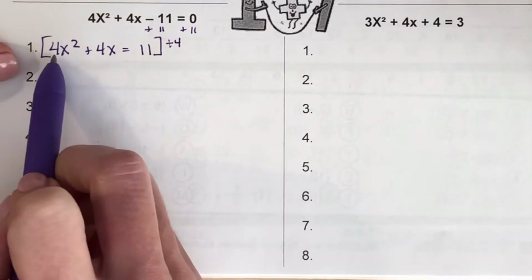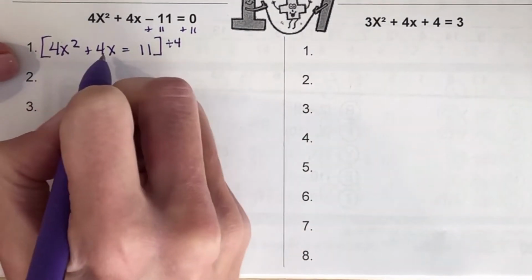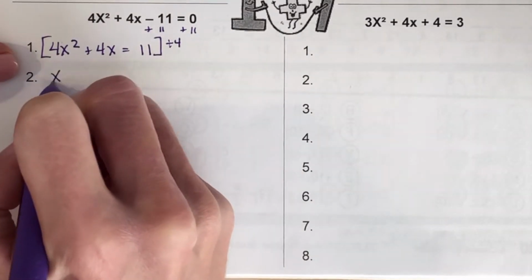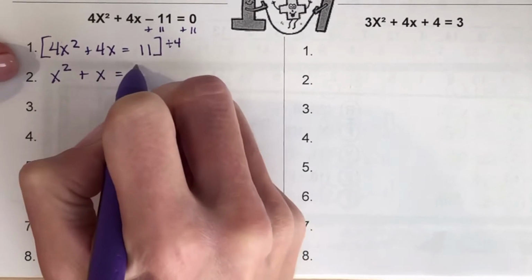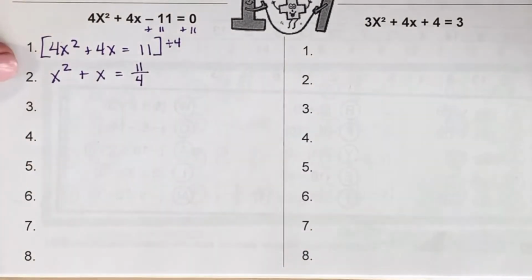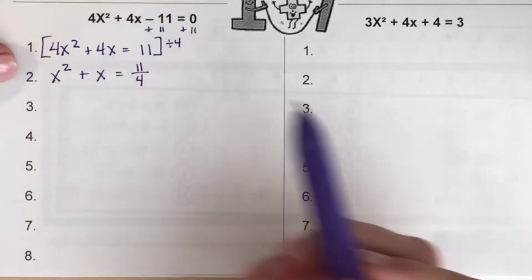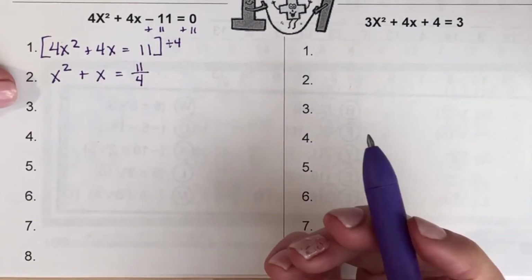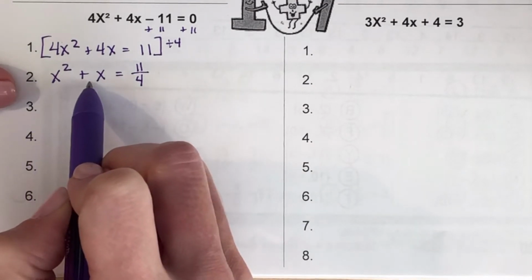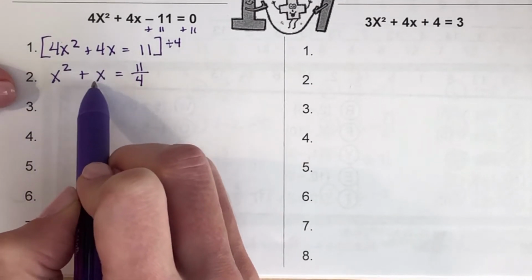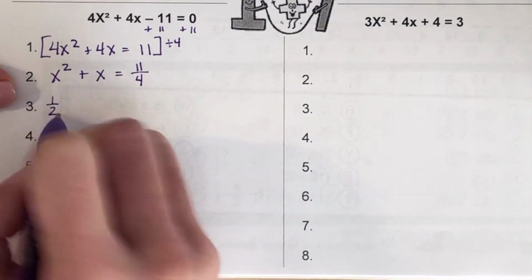So we're going to divide this entire equation by 4. I'm going to divide the left side by 4 and the right side by 4. So now my left side is x squared plus 1x equals, and then I'm just going to keep this as 11/4. Now that I have 1 as my coefficient for my quadratic term, I'm going to continue. We're going to find half of b. Well, what is my invisible coefficient in front of my linear term? It's 1. Half of 1 is 1/2.